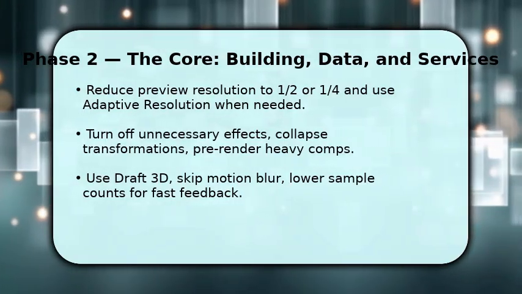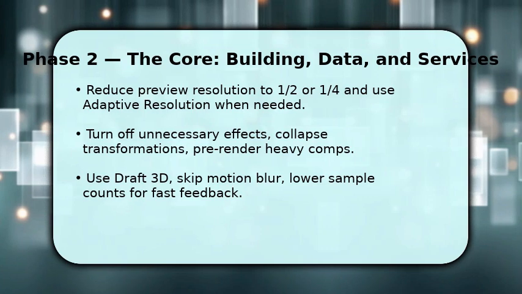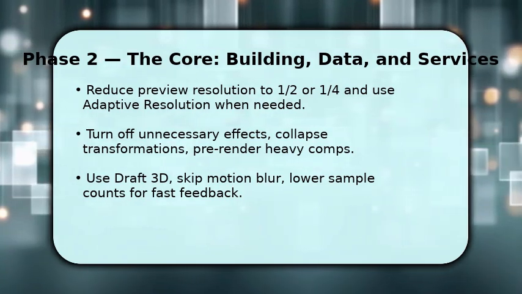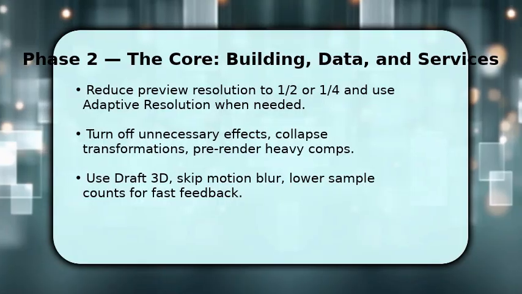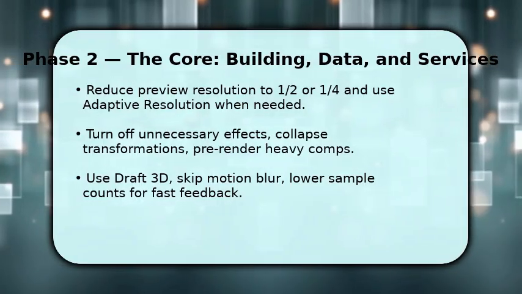Also, temporarily disable motion blur and reduce sampling values. This gives immediate playback gains, and you can restore full quality for final renders.